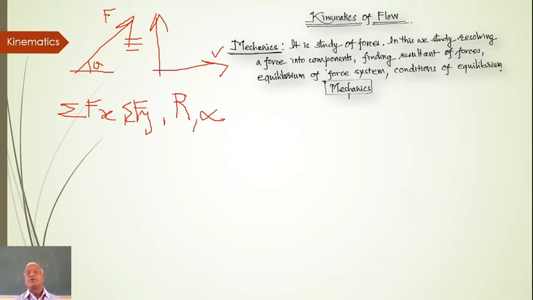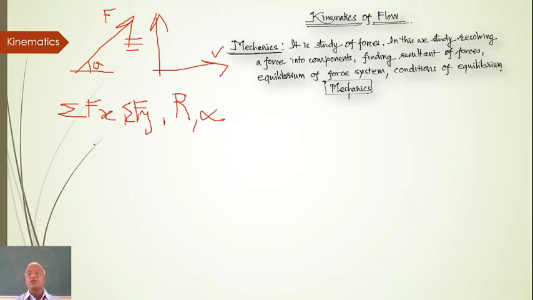So this also you have studied. Then finding resultant or equilibrium of force system, that is drawing a free body diagram and putting conditions of equilibrium like sigma Fx equal to 0, sigma Fy equal to 0, or if it is a coplanar non-concurrent force system, then there is an additional condition of equilibrium, sigma M equal to 0 also, right? So that is what is mechanics.